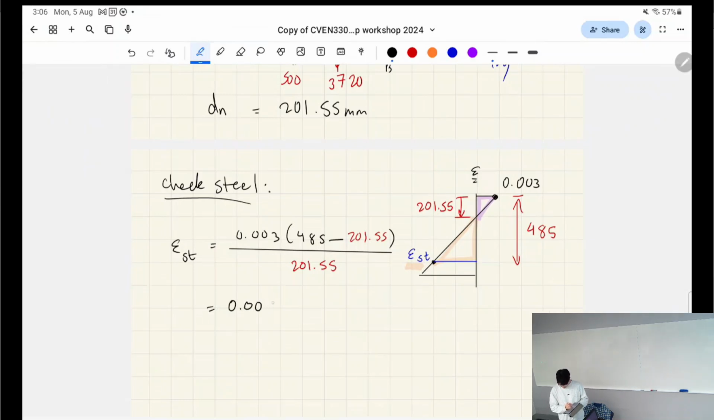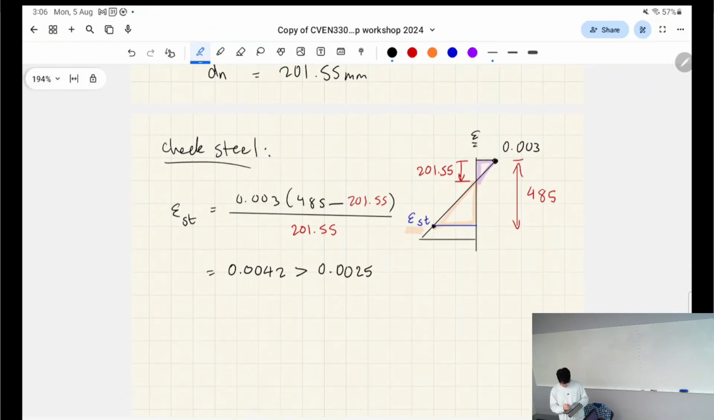So 0.0042, okay? And we have to check that it's yielded, so it has to be above some threshold. That threshold is 0.0025. Why is that? We call that epsilon sy. This is the steel yield limit. This is basically how big your bucket is, right? This is basically the strength of the steel divided by the elastic modulus of the steel, right?